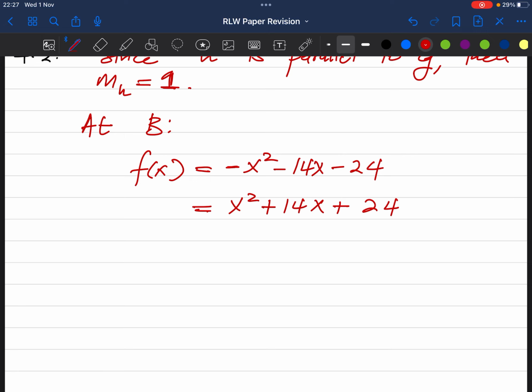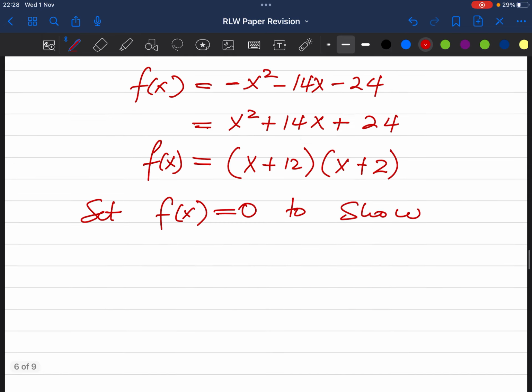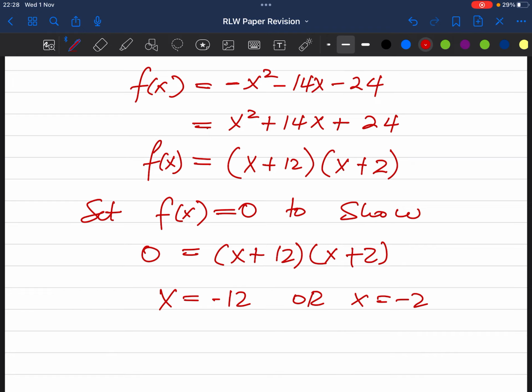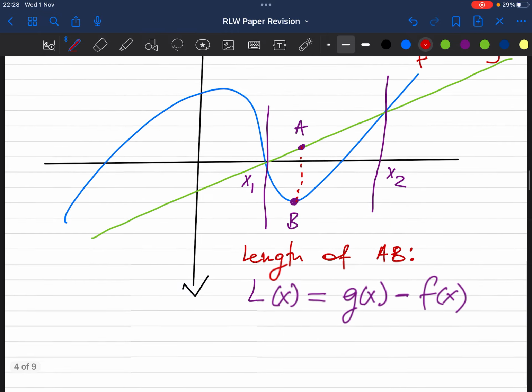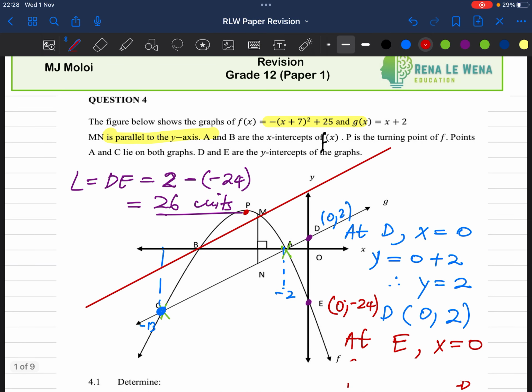So which factors am I going to use? I'm going to use 12 and 2. So I'm going to have x plus 12 and x plus 2, which is my f of x. Now we set f of x to be naught, so 0 equals x plus 12 times x plus 2. So my x is minus 12 or x is minus 2. Now we will make a choice by checking our sketch. Our negative 2 is here. We have already found negative 2 at A.